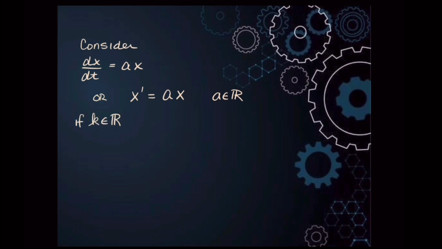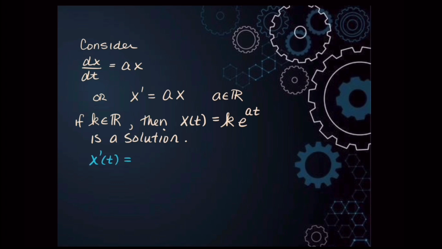Before jumping into planar systems, we consider the ordinary differential equation dx/dt equals a constant times x, or x prime equals ax, where a is any real number. Now if k is a real number, then the function x of t, a solution to this differential equation, is equal to k e to the at. We can show this by differentiating, and we get a k e to the at, which is a times x.